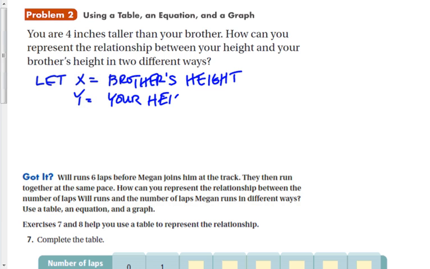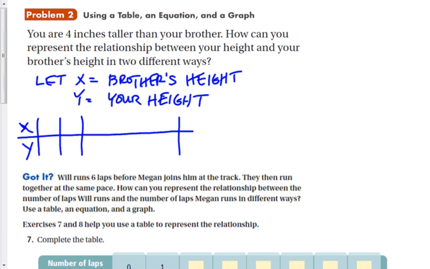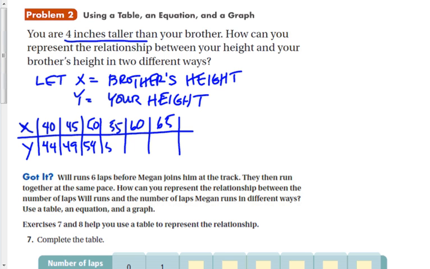All right, and then if I create a table for this, just a quick little XY table, we can have some different heights for your brother. And I'm not sure how tall he is, but let's say we start at 40, maybe 45, 50, 55, 60, that's 5 feet tall, 65. And it says that you are 4 inches taller than your brother. So you would be 44, 49, 54, 59, 64, and 69. Okay, now we're going to make a graph for this.